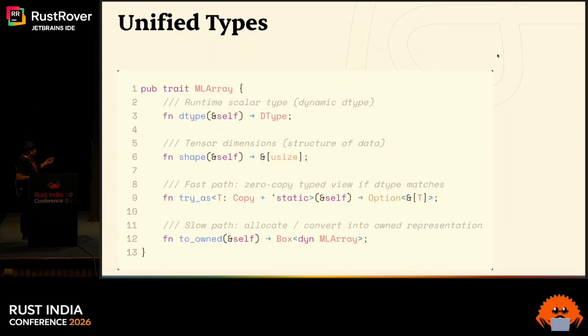This is the type that's passed to the model. It's just an ML array, as long as it implements all of these methods. It has a dtype, which is basically a dynamic dtype. It has a shape. It has a to-ndarray method. You can use this as an input to the model.